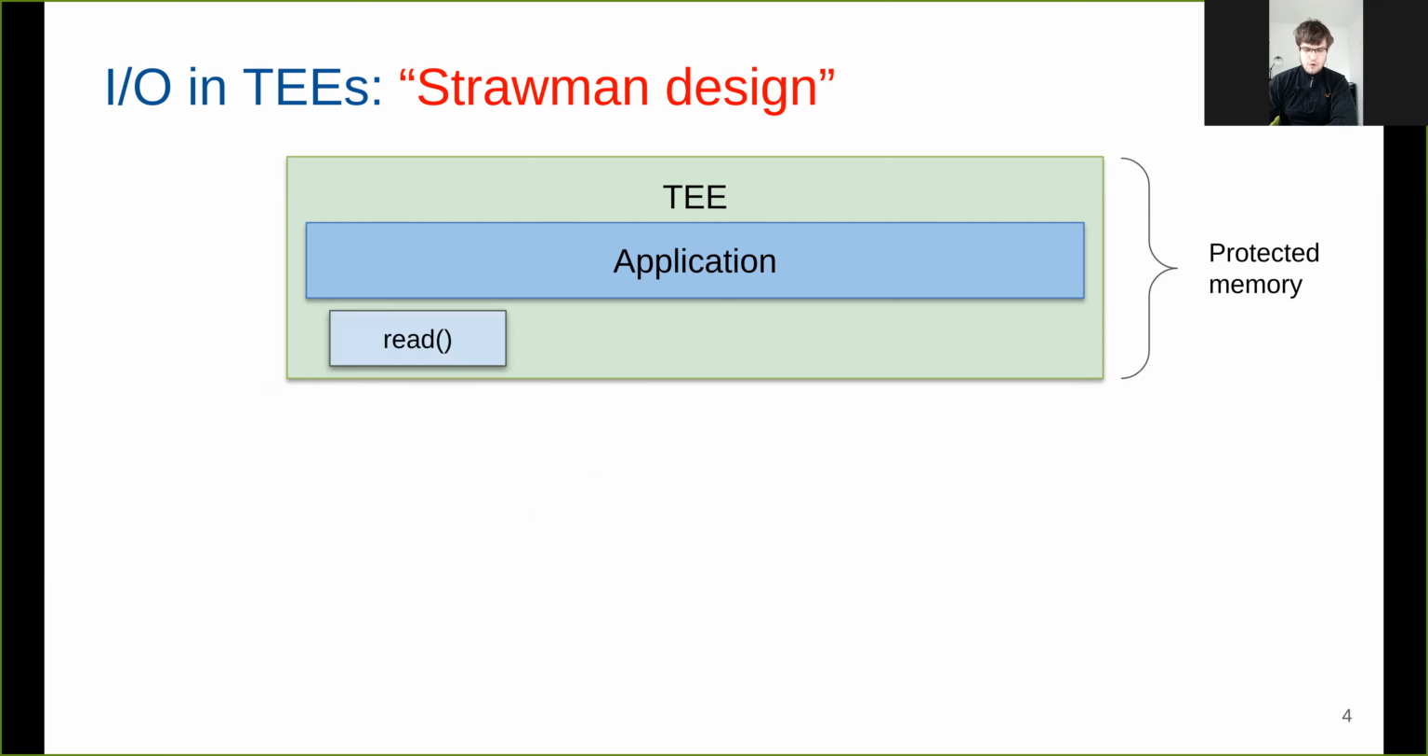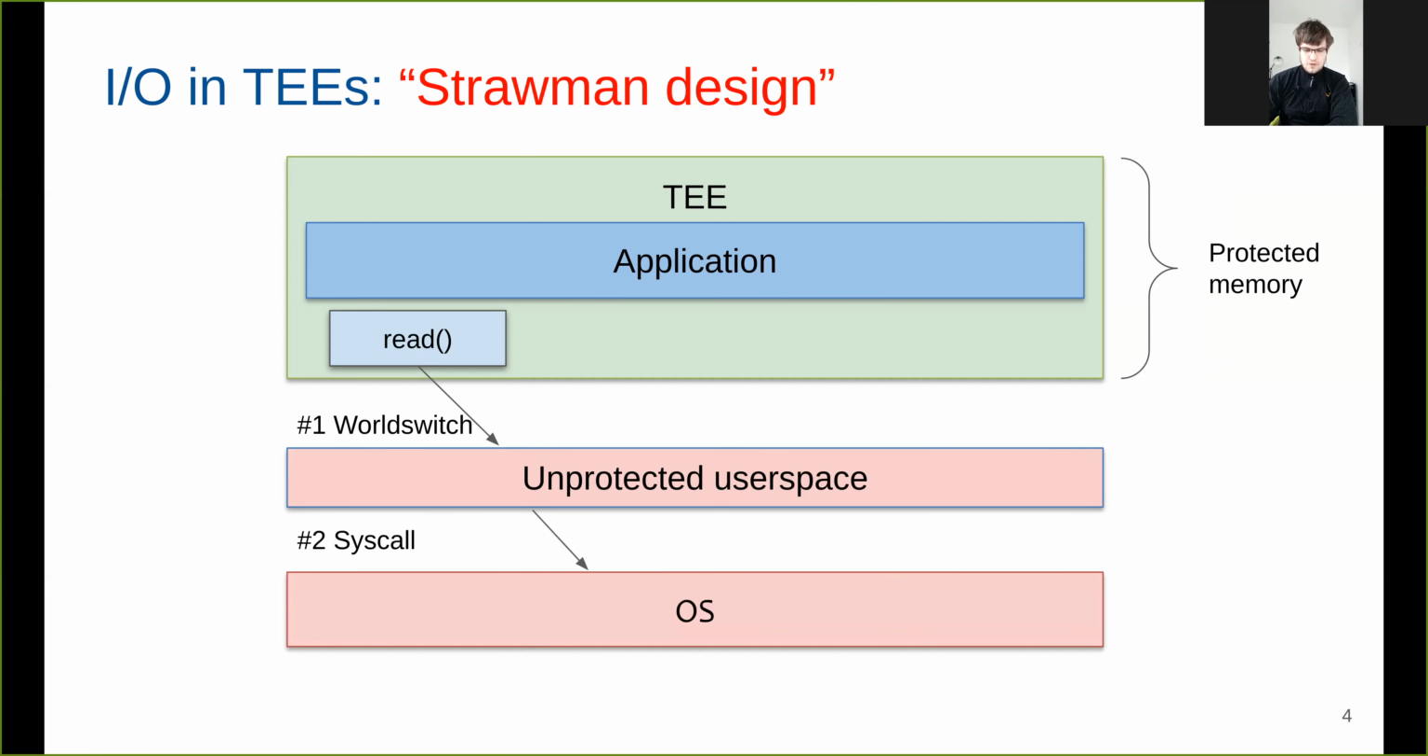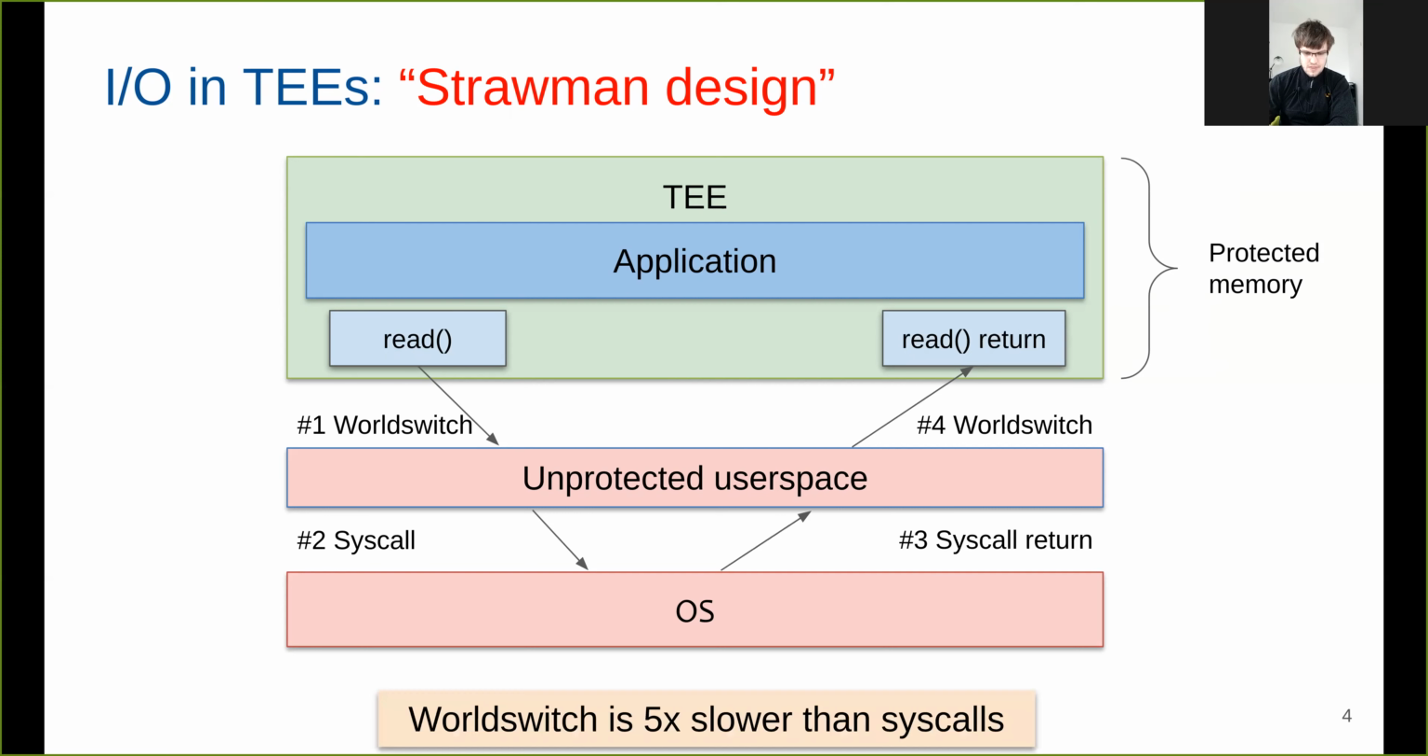However, when we want to do I/O, for example, a read syscall, we first have to switch into some unprotected mode. This is the so-called world switch. Afterwards, we can actually do the system call. Then when the operating system returns from the system call, we have to perform another world switch in order to return the result to the application inside the trusted execution environment. It turns out that this world switch is 5 times slower than the actual system call.